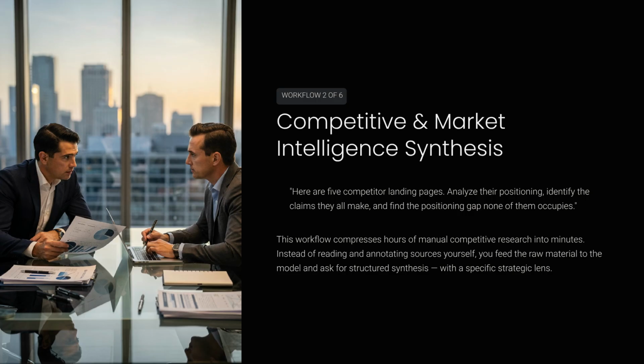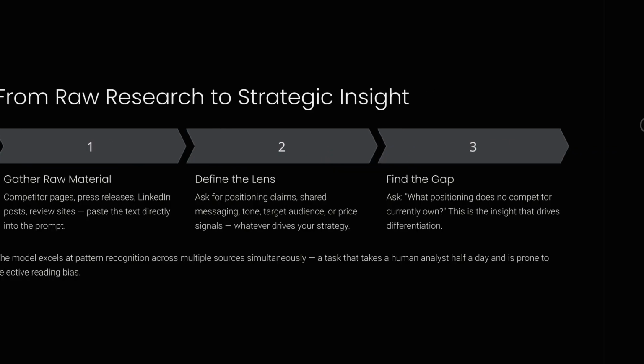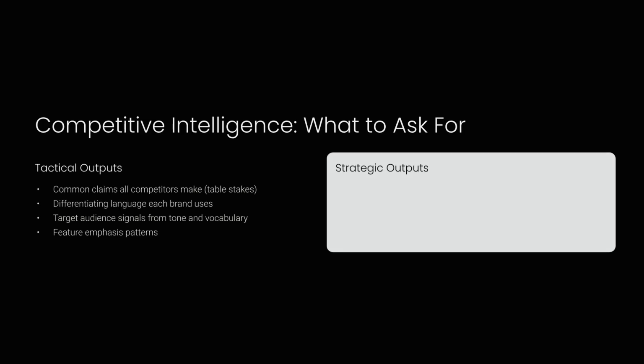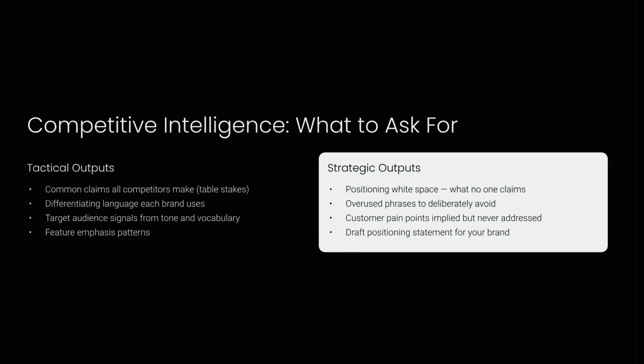Our second workflow is competitive and market intelligence synthesis. This allows you to feed raw materials like competitor landing pages directly to the model to find strategic positioning gaps. The process is simple. Gather your raw research, define your analytical lens, and then ask for the specific market gaps. This saves hours of manual analysis while avoiding selective reading bias. When performing competitive intelligence, look for both tactical outputs, like language patterns, and strategic outputs, such as positioning white space and draft statements for your own brand.